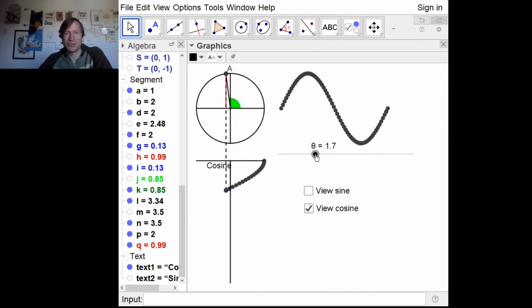And then as we swing over to the top of the circle, now we're getting negative x-coordinates, so we're to the left of the theta axis here.